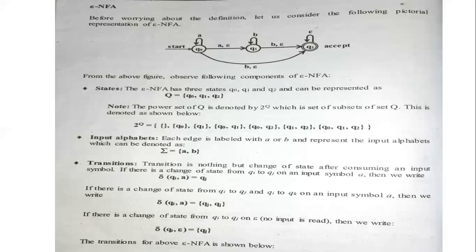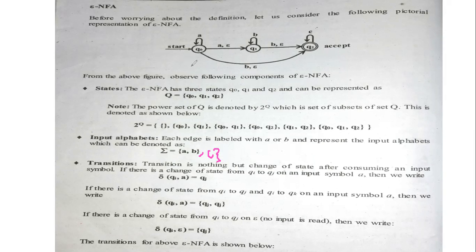Then the input alphabets. Here they made a small mistake: they mentioned the input alphabets as A comma B itself, but actually it should be A comma B comma C. I think they forgot to mention the transition of Q2. Let me read what they are trying to explain. Each edge is labeled with A or B, representing the input alphabet, which can be denoted with comma C as well, because for Q2 we have this C. I think they forgot; we can edit it, no problem. Then the transition function.